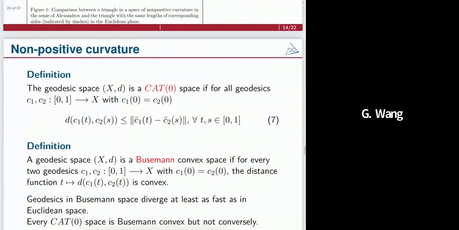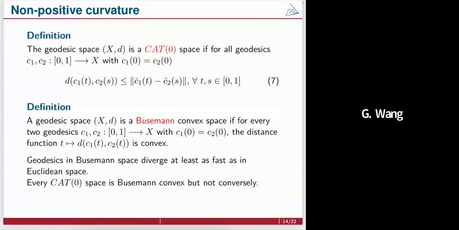Then you have Busemann's condition. You just take two geodesics that start at the same point, and then you look at their distance as the parameter increases. So geodesics are always parameterized proportionally to arc length. And then you look at the distance between the points on these geodesics as a function of the parameter, and you require that this be convex. Of course, in Euclidean space, it's linear, but in a non-positively curved space in the sense of Busemann, it has to be convex. This condition is somewhat more general than that of curvature at most zero spaces.